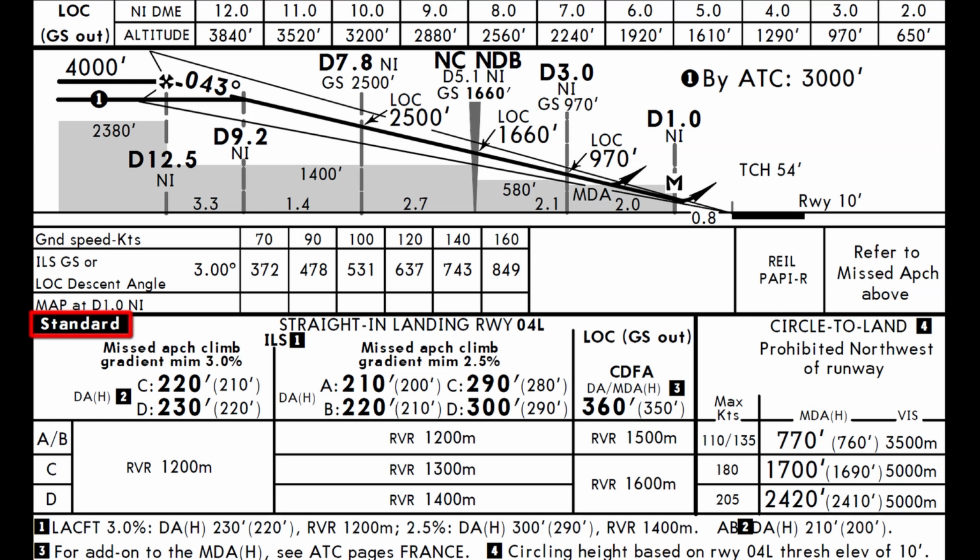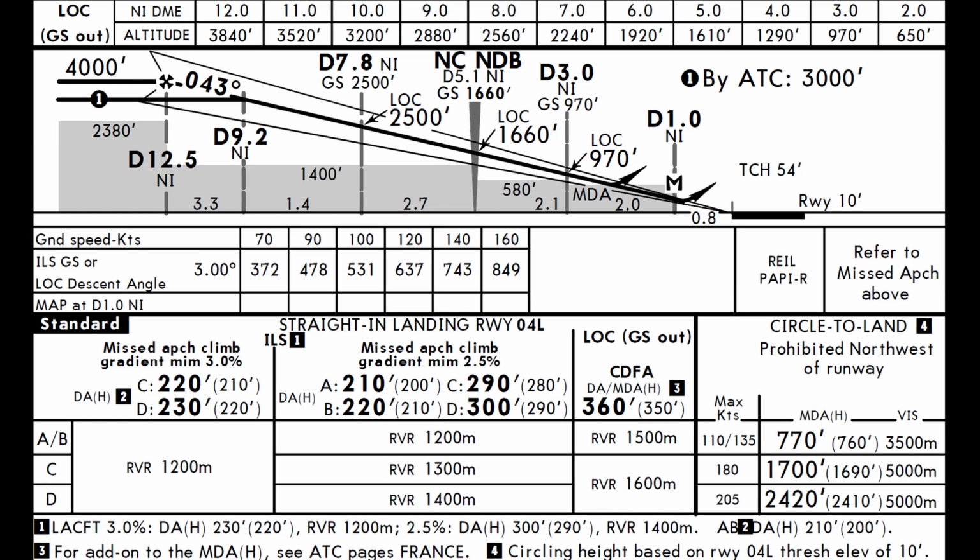Standard indicates that the published minimums are compliant with European operations. Compliance with US operations is indicated with TERPs. The minimums listed are for straight-in landing runway 04 left. The aircraft approach categories are A, B, C, and D.